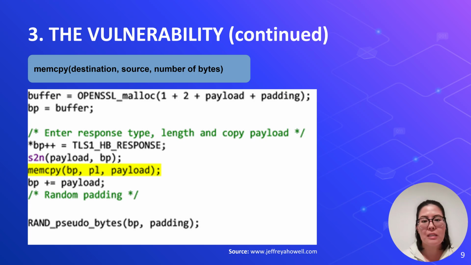So the critical issue occurs in the highlighted line. The memcopy function copies the payload from P1 into the allocated buffer. Memcopy requires 3 inputs, destination, source, and size, meaning it copies a specified number of bytes from P1 to BP with the size defined by payload.